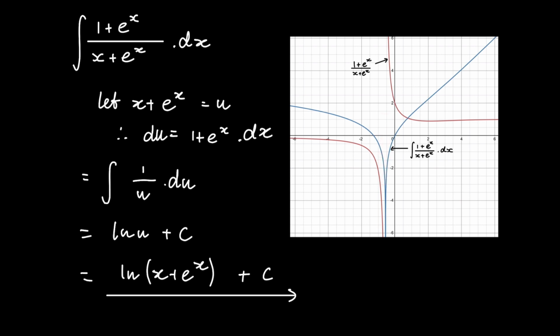So what I'm saying is that the derivative of the integral is this function, 1 plus e to the x over x plus e to the x. So this function should represent the gradient of the integral. So our integral, as this blue function, is both of these sides here.